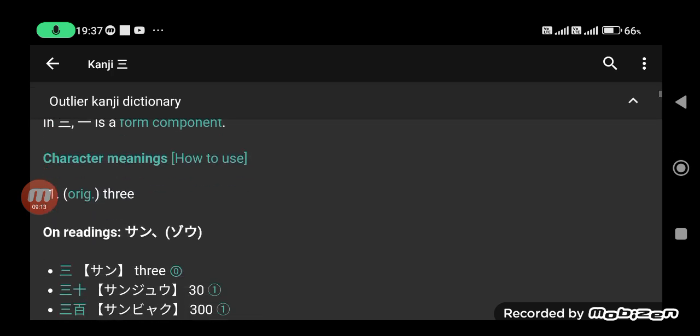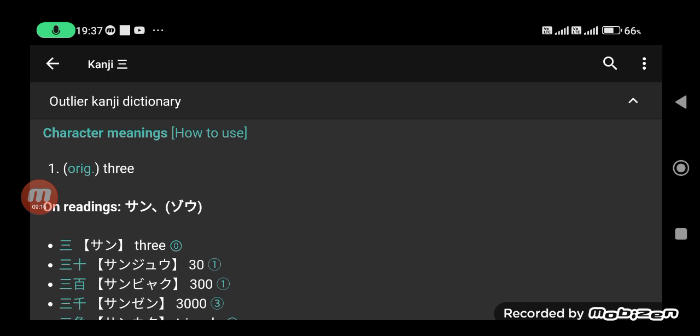So please screenshot this original meaning. The original meaning, as I've discussed in lesson 005, is the meaning of a kanji character when it was created during the Han Dynasty in China, Eastern Han Dynasty in China, and even in Shang Dynasty. That's the original meaning.